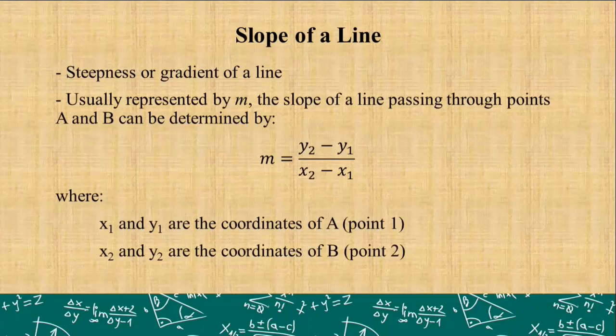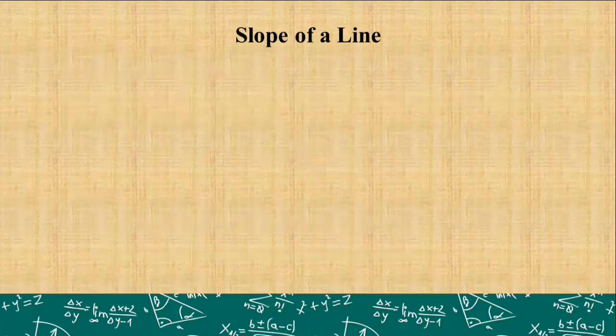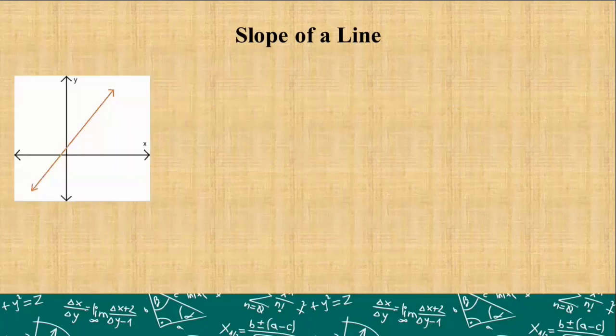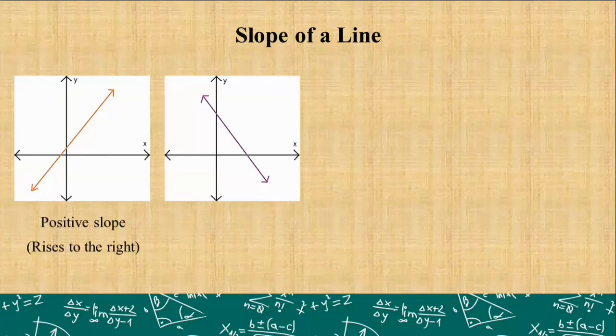Marami tayong iba't ibang klase ng slope. Actually, there are 4 kinds of slope. Ang unang slope ay parang ganito, wherein yung line ay nagra-rise sa right side. Ito yung positive slope. Ibig sabihin, kapag positive yung nakuha nating slope, we expect that the line is diagonal at yung right side niya ay pataas. However, kung pabaligtad naman yung itsura, yung line naman ay nagra-rise sa left, ang slope naman nito ay negative.